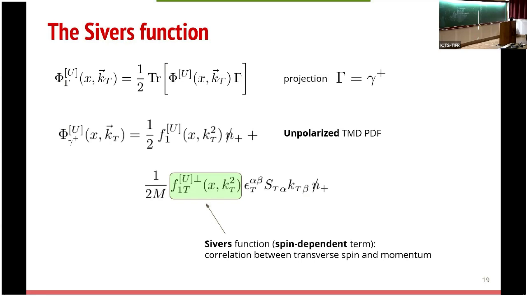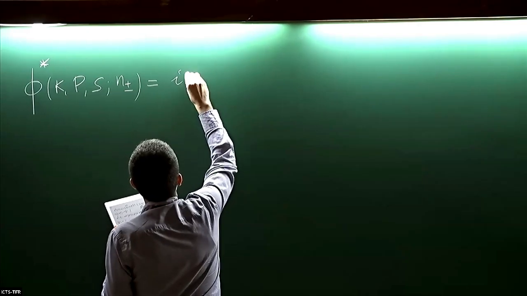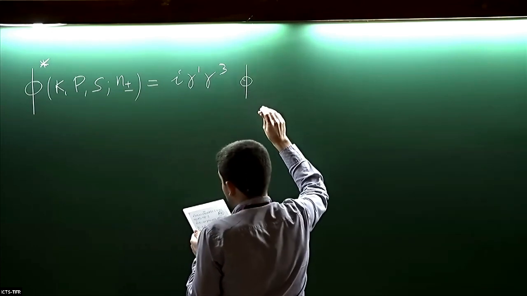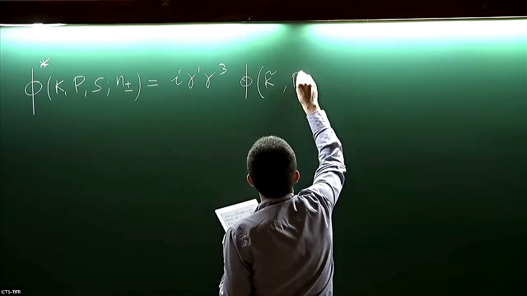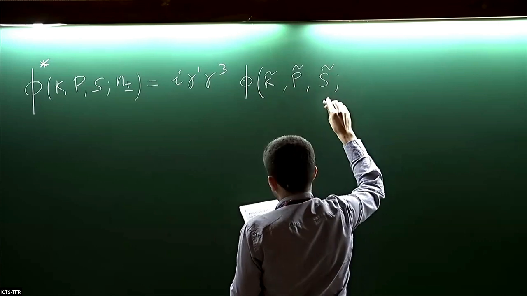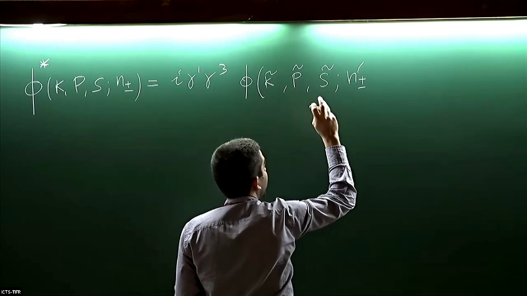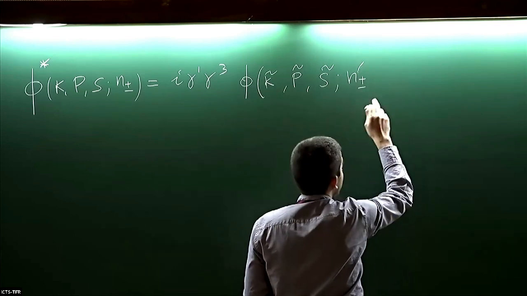Okay, let's keep in mind that in the time reversal case, this is what happens to the correlation function. You have the correlation function of k, P, S, and the like bases plus and minus, complex conjugate, which is equal to I gamma 1 gamma 3, phi of k tilde, p tilde, s tilde and n plus minus prime. The tilde are the vectors with the opposite spatial component. Prime means that I'm just changing these vectors under time reversal.